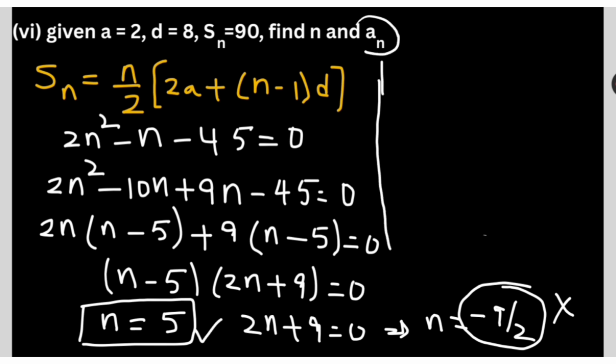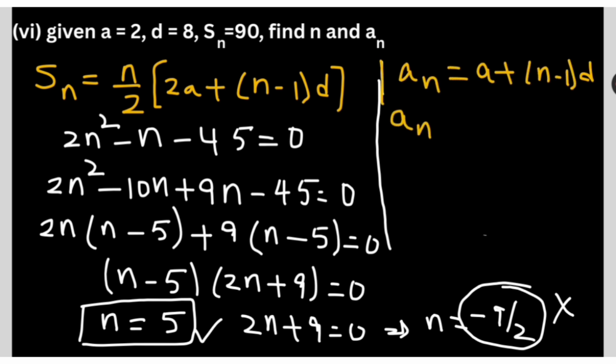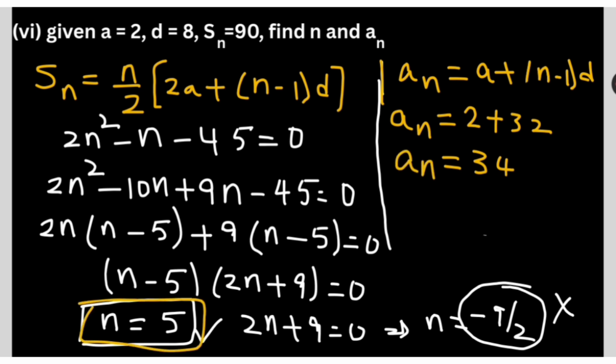Now we need to find an. What is the an formula? a plus n minus 1 times d. So an is equal to the first term, which is 2, plus, just now we found the number of terms, which is 5. 5 minus 1 is 4, times what is d? The common difference is 8. So 8 times 4 is 32. 32 plus 2 gives 34. This is the nth term. So the number of terms is 5 and the nth term is 34.